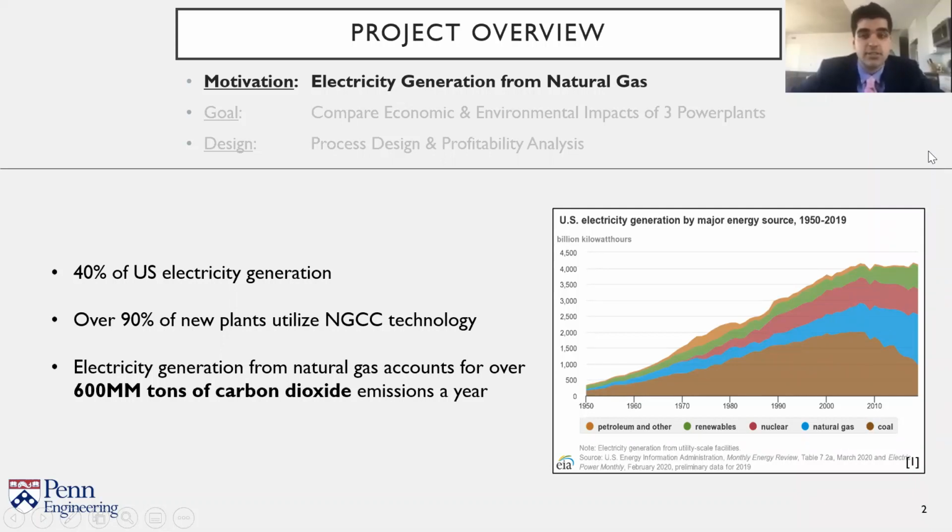As you can see on the graph, natural gas is the largest source of electricity in the United States and accounts for over 40% of the total electricity industry. Now, when we generate electricity using natural gas, it leads to over 600 million tons of CO2 emissions per year, which increases the threat of climate change and global warming. We must solve this.